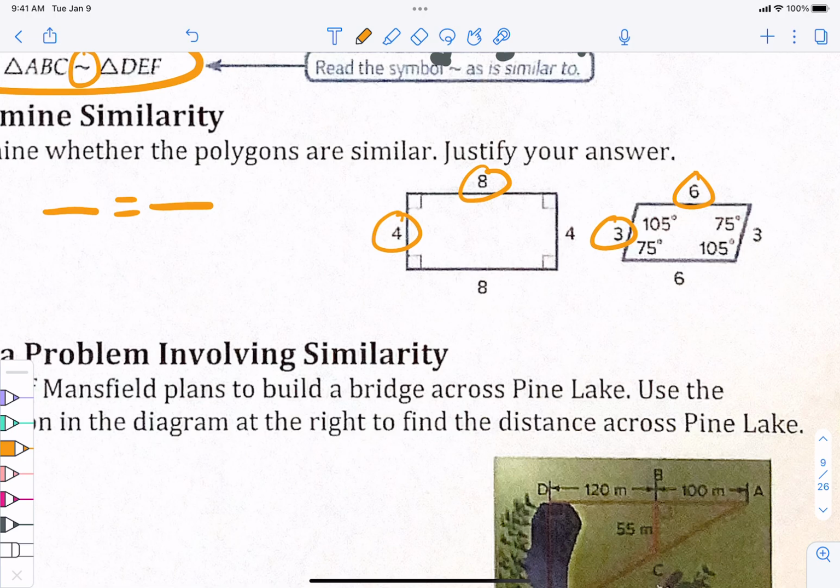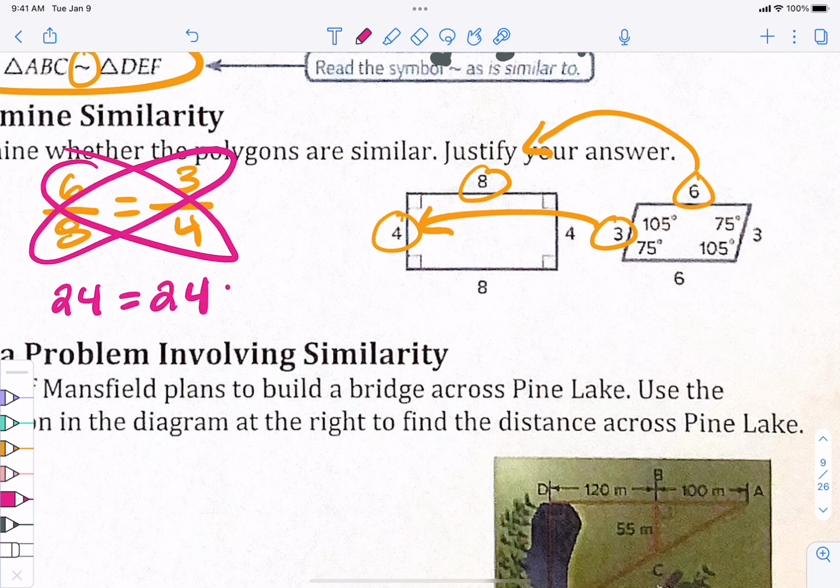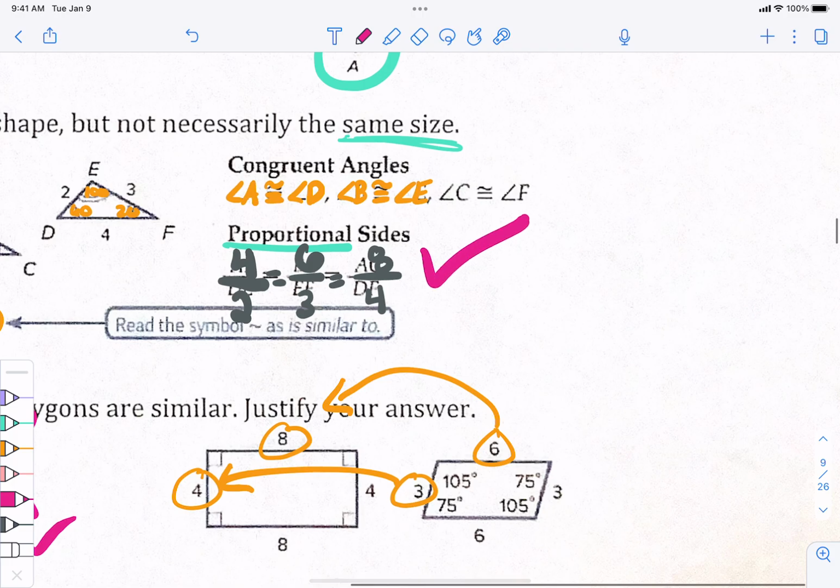6 over 8, 3 over 4. Okay, so he's going from right to left and right to left. That will work. We can go 6 over 8 and 3 over 4, okay? Now, if you can't see that if you double 3 over 4, you get 6 over 8, what you can do is something called cross multiply, right? Have you done this before? Cross multiply. If I take 8 times 3, what is that? 24. And if I take 6 times 4, that is 24. It checks out. So the sides are the same proportion, right? Proportionate sides done.